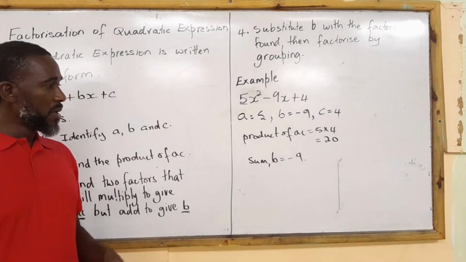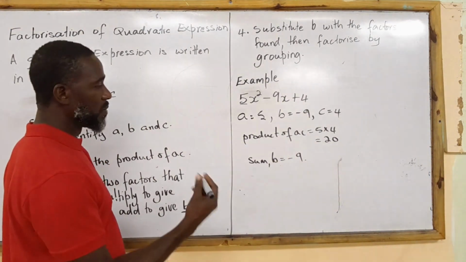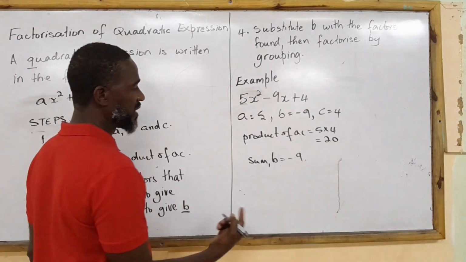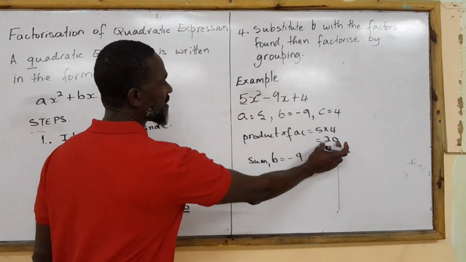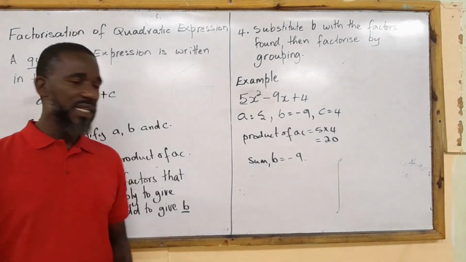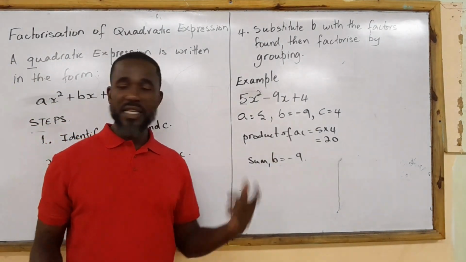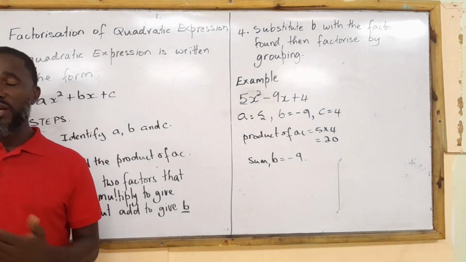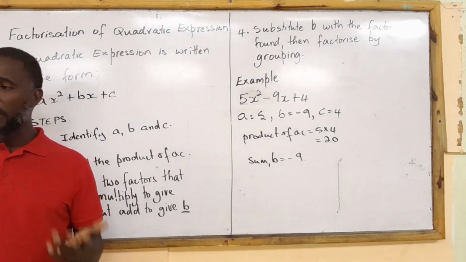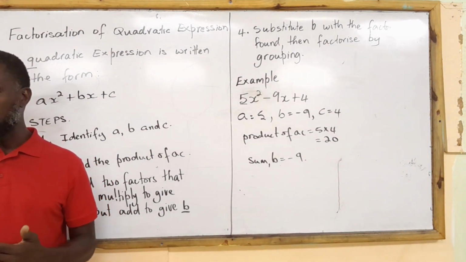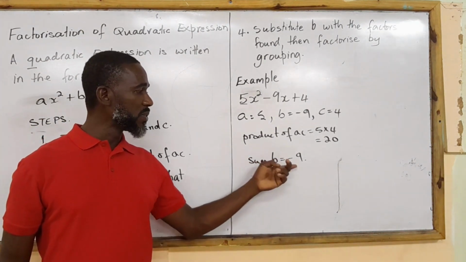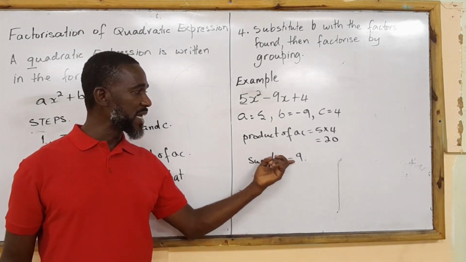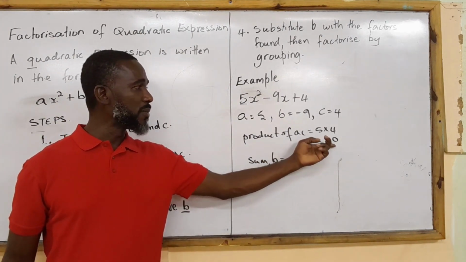Now, in order to find these two numbers, what we need to understand is that once we have a positive ac, the factors that we get will have the same signs. Both of them will have the same signs. That's what we mean. Alright? And what will that sign be? The sign will be negative.